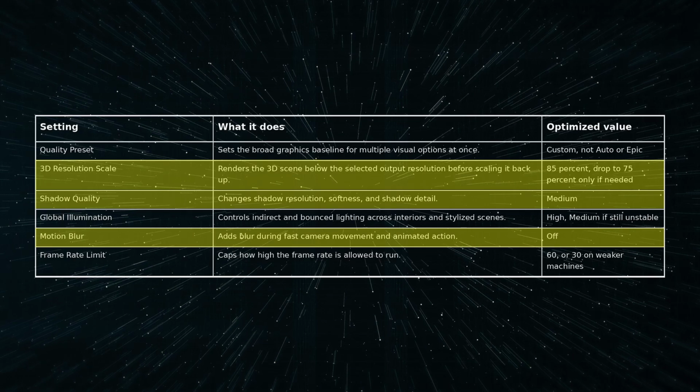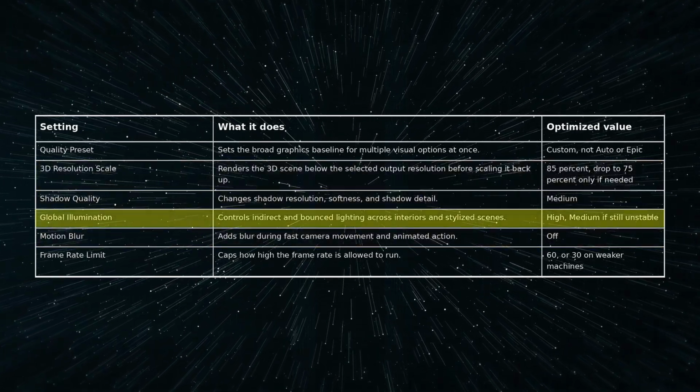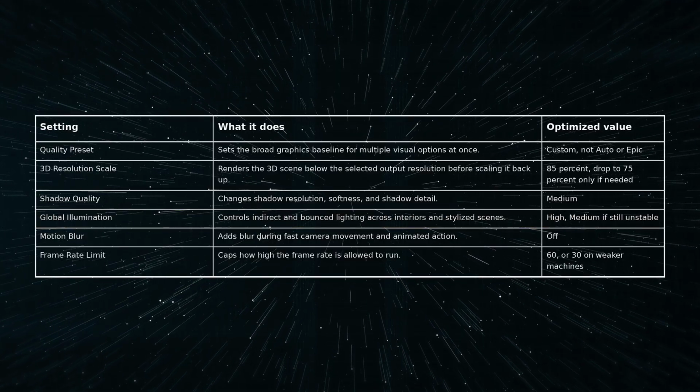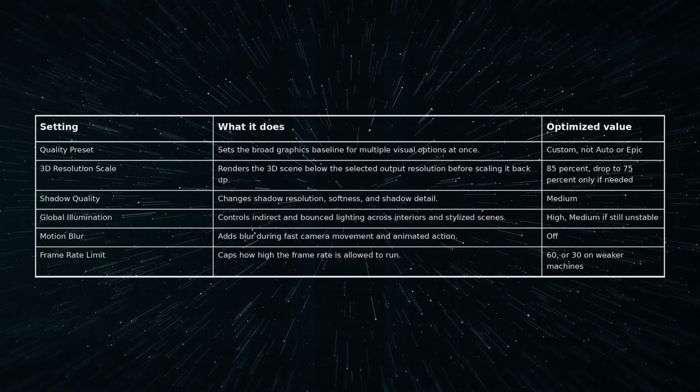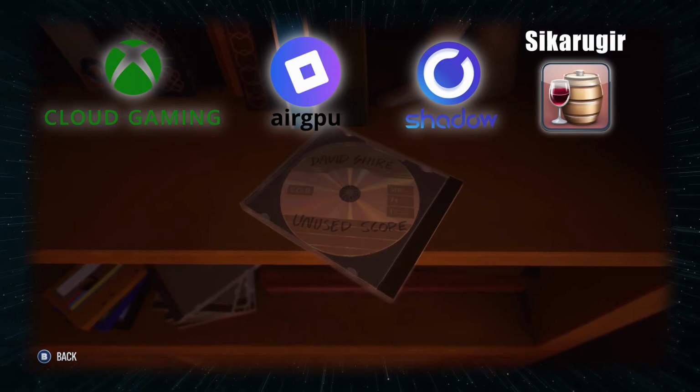Those are the cleanest changes when indoor scenes or fast skating moments start to feel uneven. Keep global illumination on high first, then lower it only if you still need help. For further performance gains, feel free to apply the rest of the suggested settings. The other methods are a variation of this theme.